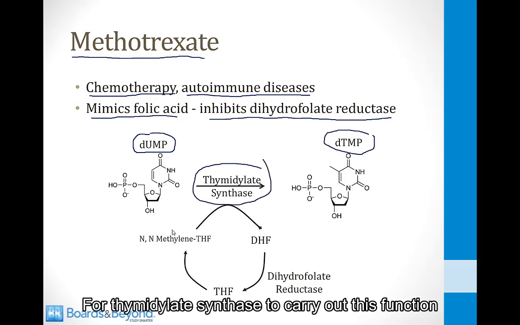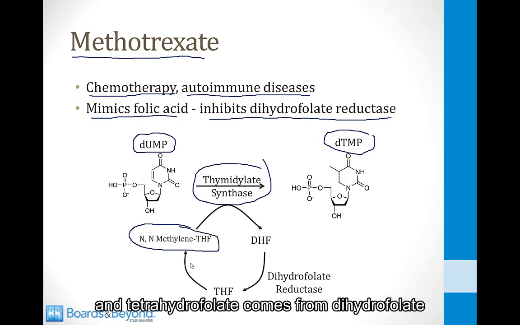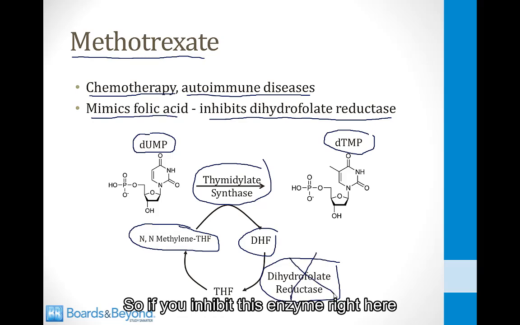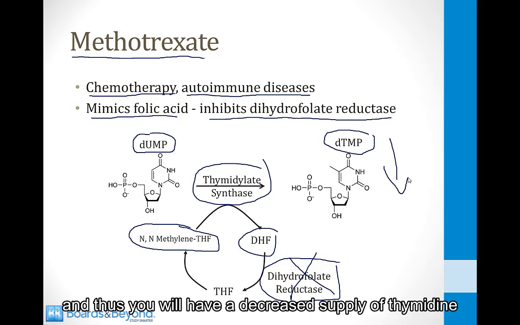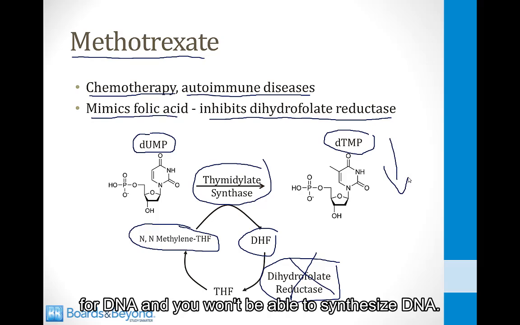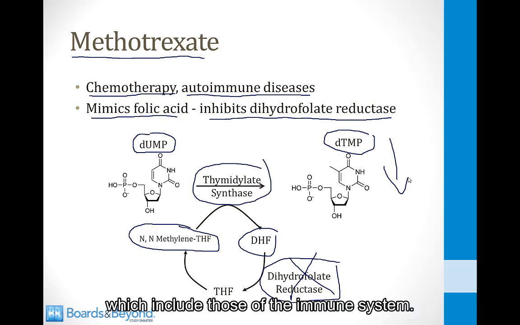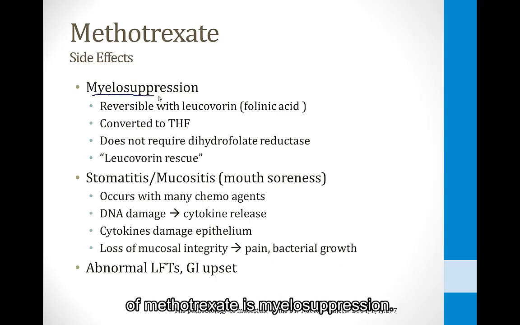For thymidylate synthase to carry out this function, it needs a ready supply of methylene tetrahydrofolate, and tetrahydrofolate comes from dihydrofolate via the enzyme dihydrofolate reductase. So if you inhibit this enzyme right here, thymidylate synthase will not be able to do its job, and thus you will have a decreased supply of thymidine for DNA, and you won't be able to synthesize DNA. And as we have seen before, this will have its greatest impact on rapidly dividing cells, which include those of the immune system. An important side effect of methotrexate is myelosuppression. You can see reduced red cell counts and platelets and white blood cell counts in patients taking this drug.